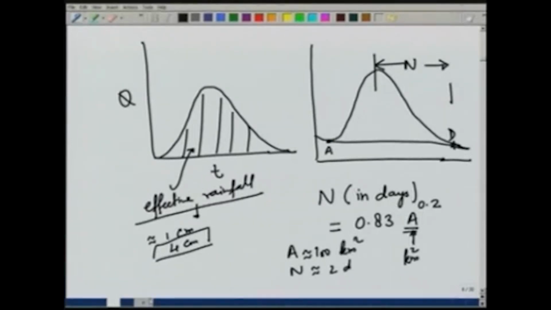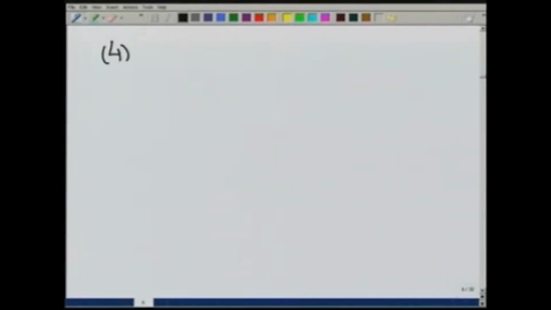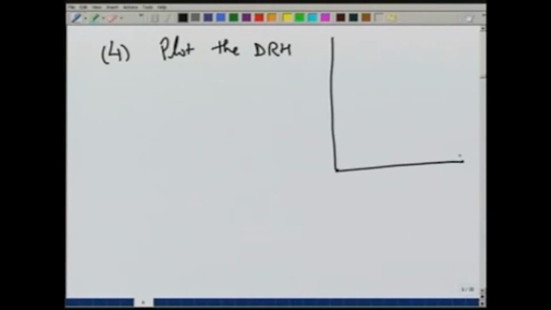So, let us look at the next step. So, the number 4 step would be to plot the direct runoff hydrographs, and this, suppose we have 3 or 4 different storms which we have selected, and obtain the direct runoff hydrographs for those 3.